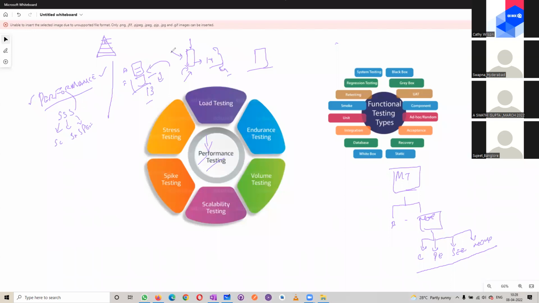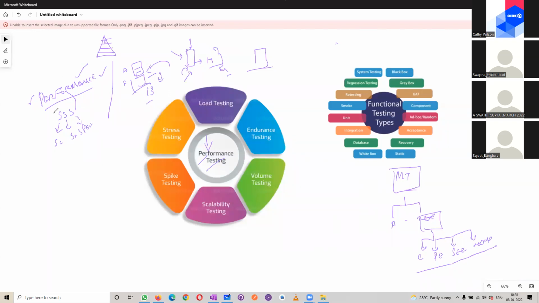And I told you with an example that a 3 to 4 second delay caused a loss of 100 million rupees for Amazon in the Great Indian Sale. This is an original statistic. Now you go for any application, performance testing is one of the most critical and vital things which we need to do.